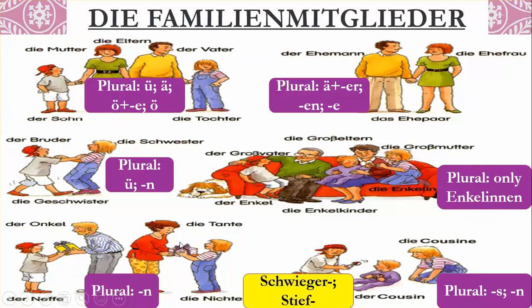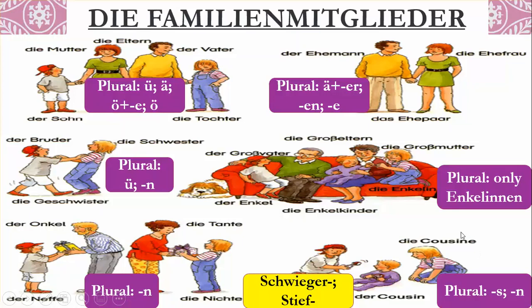Also, we have the uncle and the aunt. Onkel, Tante. Plural of Onkel is still die Onkel. Plural of Tante is that this word gets an N at the end. So it becomes Tanten. Neffe is the nephew, plural die Neffen. There will be an N at the end. Then the niece is Nichte, and in plural die Nichten.